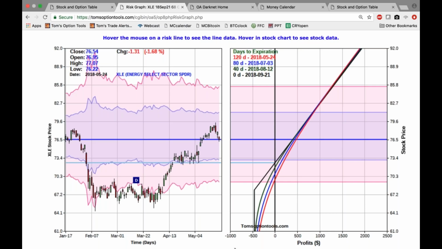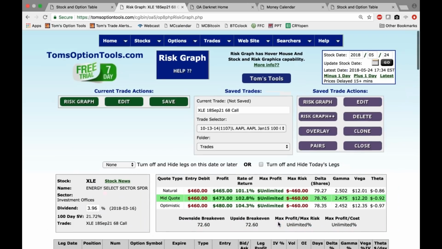For me, I won't put a trade on that has more than $500 in risk in any one contract. All right, so keep that in mind. That's what I look for. I look for that low dollar risk. All right, so that is XLE.